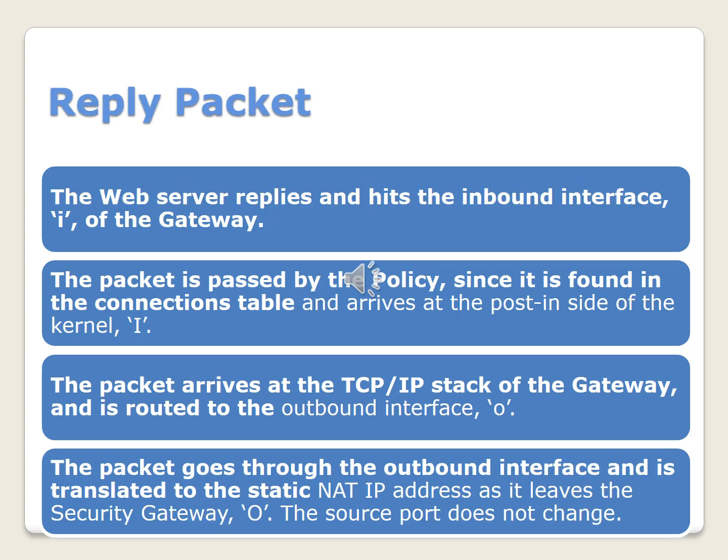Reply packet. The web server replies and hits the inbound interface I of the gateway. The packet is passed by the policy since it is found in the connections table and arrives at the post inside of the kernel I. The packet arrives at the TCP/IP stack of the gateway and is routed to the outbound interface O. The packet goes through the outbound interface and is translated to the static NAT IP address as it leaves the security gateway O. The source port does not change.